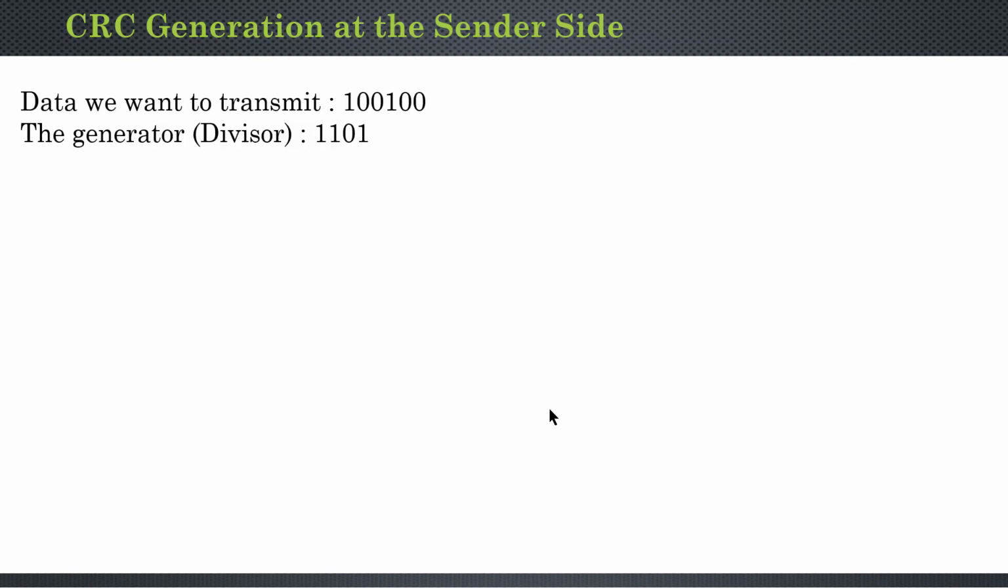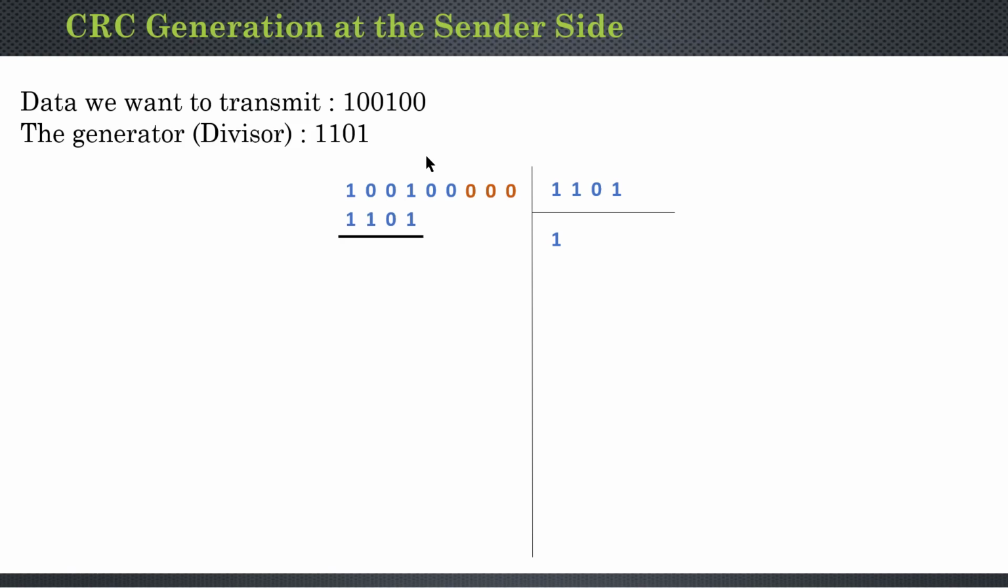Suppose that we want to transmit this data, 100100. So this is our data, and the divisor is 1101. This is the data we want to transmit, and this is the divisor. We recall the first step. So what is the first step? The first step is to find the length of the divisor. The length of the divisor is equal to 4. L equals 4. So we have to add 3 zeros to the original message. How many times is it going to divide? 1 time. So 1101 one time is 1101.